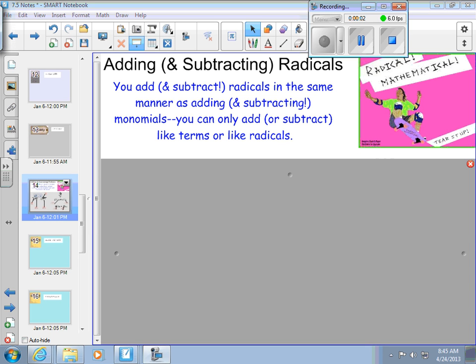Today we're going to look at adding and subtracting and multiplying radicals. You can add and subtract radicals in the same manner as adding and subtracting monomials. You can only add or subtract like terms or radicals that are the same.